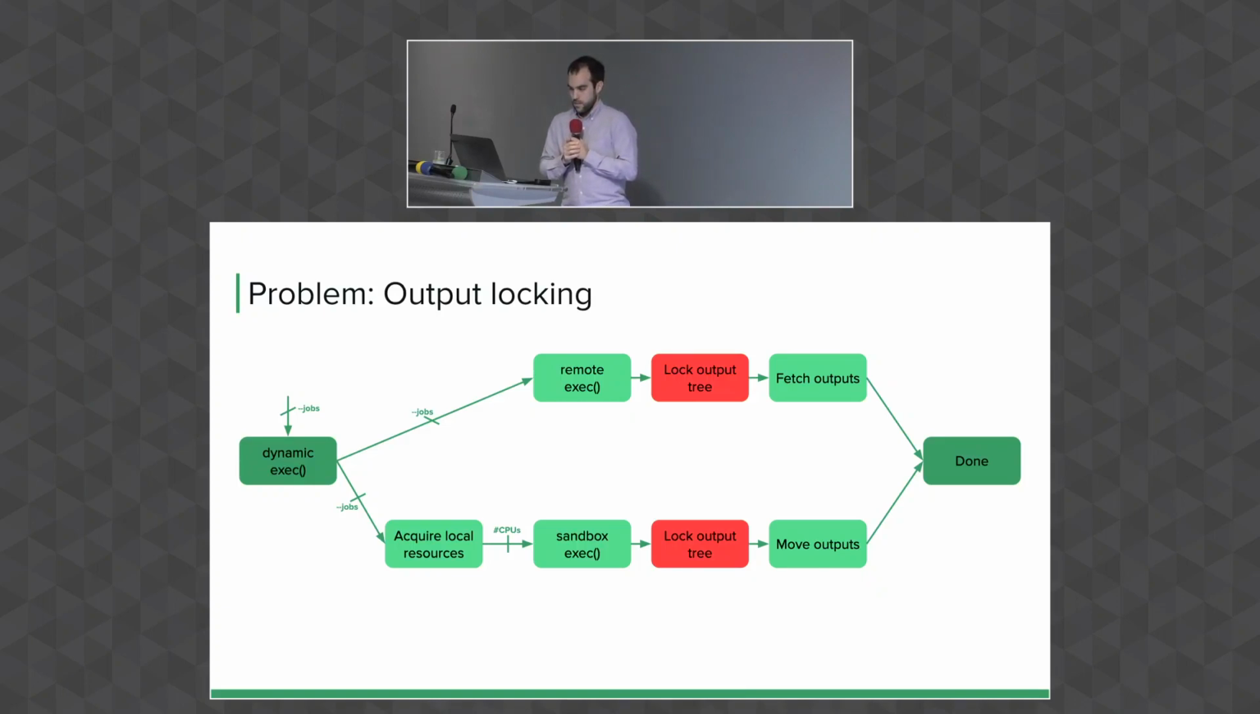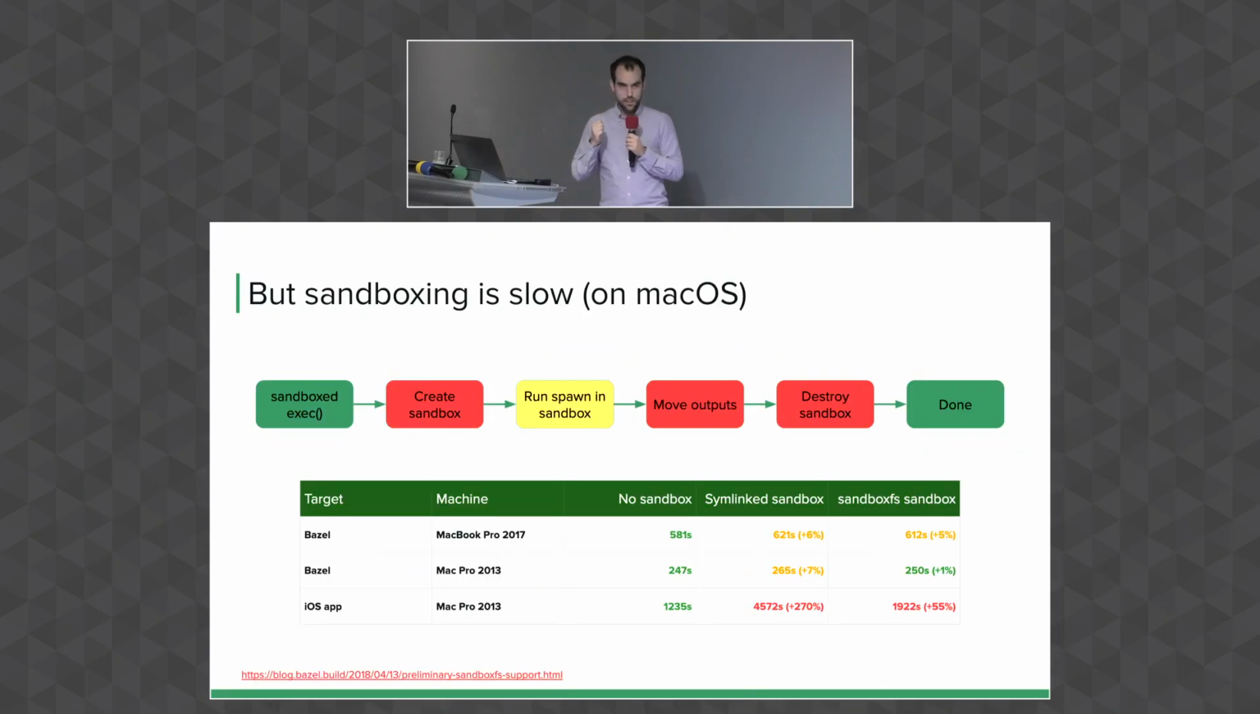That sounds great, but as you may have heard me say in many other places, sandboxing is slow, especially on Mac. I took these numbers from a previous blog post that we had in the Bazel blog. You can see the red boxes are essentially what kills performance in the sandbox, at least for macOS. Creating the sandbox is very slow. Moving the outputs should actually have been green, but whatever. And destroying the sandbox is actually more costly than creating the sandbox itself.